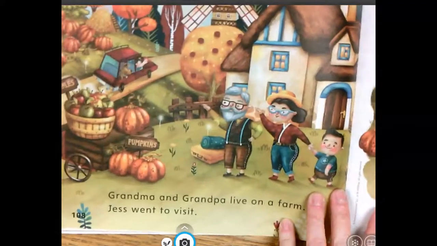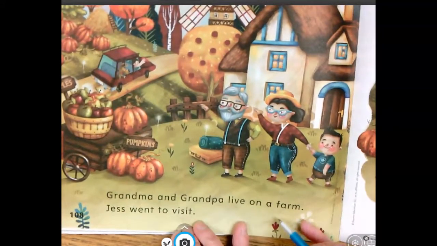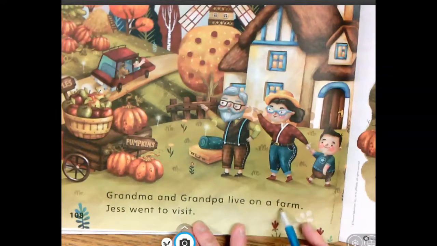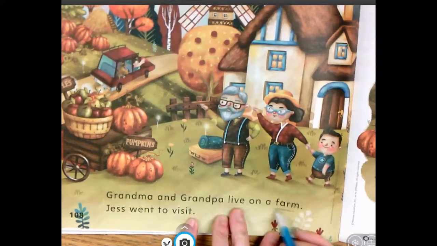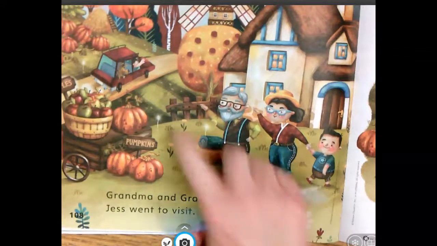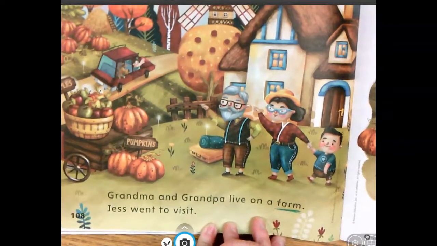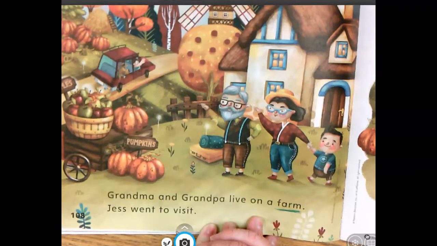Well, I think we found that on this page. A farm. So let's underline farm. That's where it happened. Now, looking at all these pumpkins, when do you think it happens? When do we usually have pumpkins? In the season of fall or autumn, right? Around Halloween time.